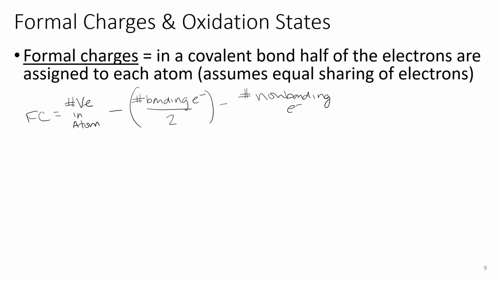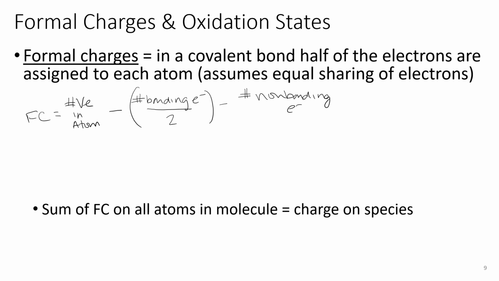Some of the guidelines that we have: the sum of the formal charge on all the atoms in the molecule is going to equal the charge on the species. So if it is a neutral molecule, all of our formal charges have to add up to 0. If we're dealing with a polyatomic ion, all the formal charges are going to add up to that ion charge.